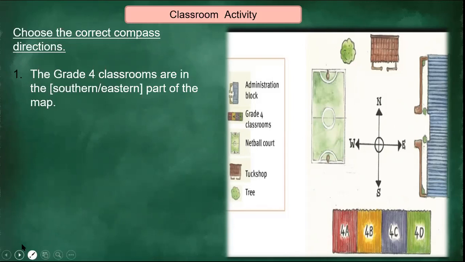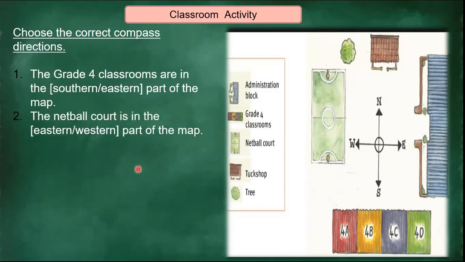Moving on. The netball court is in the eastern or western part of the map? Netball court, you look at the keys and symbols here. We learned about them, and then you identify the netball court, and then you tell me. I'm gonna get another one. We have Tyron. They're in the western part of the school, and I also know a super easy way to remember north, east, south, and west. Yes, tell us about the super way.